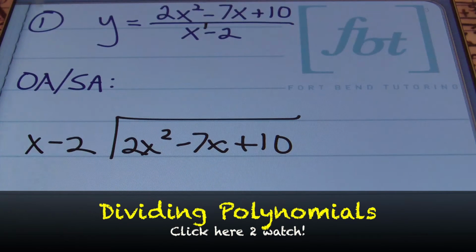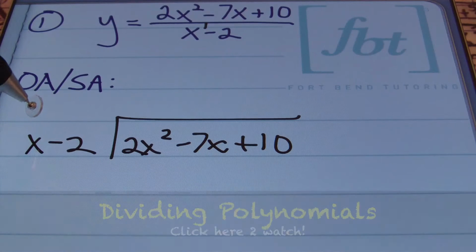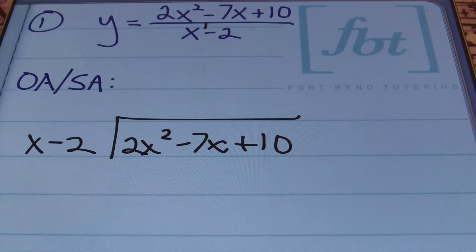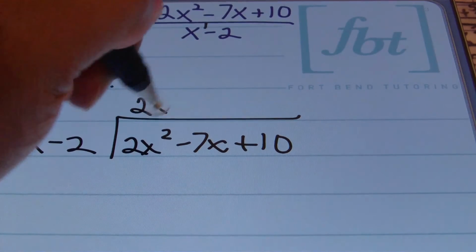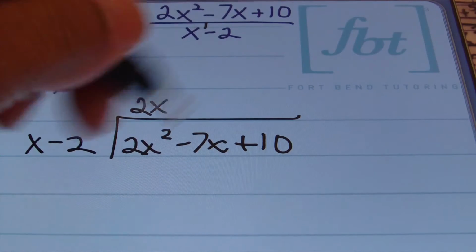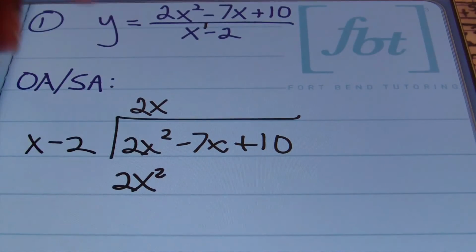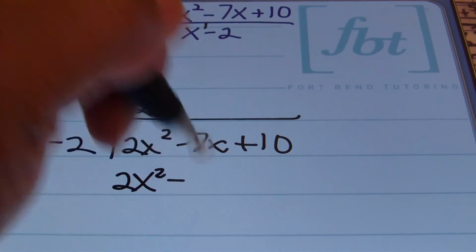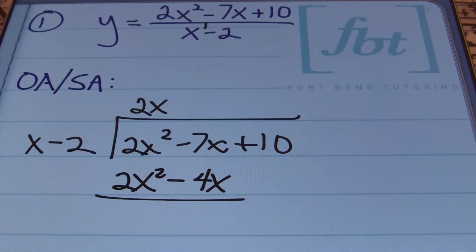Alright, so I'll begin by recognizing that the first term x needs to be multiplied by 2x in order to get the term 2x squared. So x goes into 2x squared 2x times. Then I'm going to distribute. 2x times x gives me 2x squared, and then 2x times negative 2 will give me negative 4x. From here, I'm going to be changing the signs.